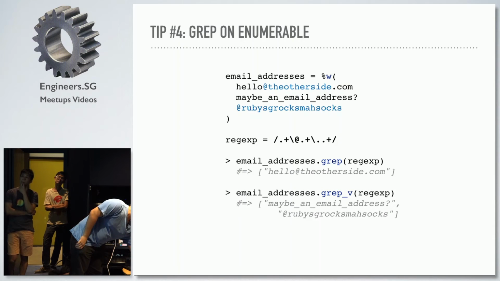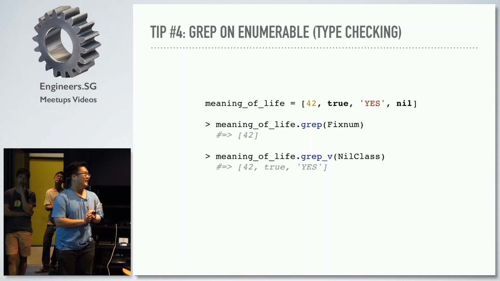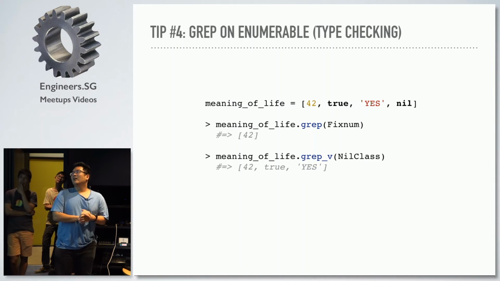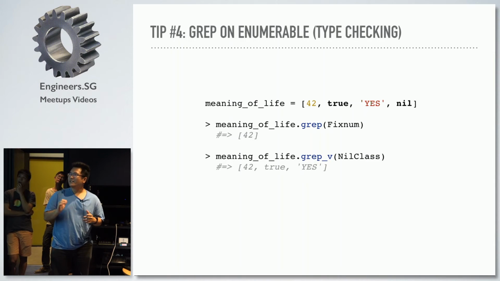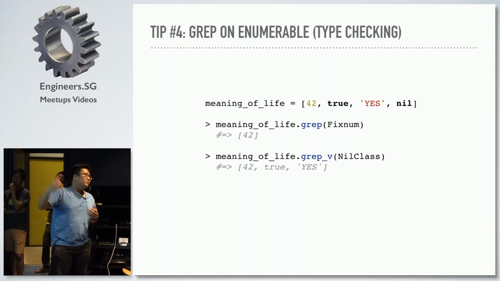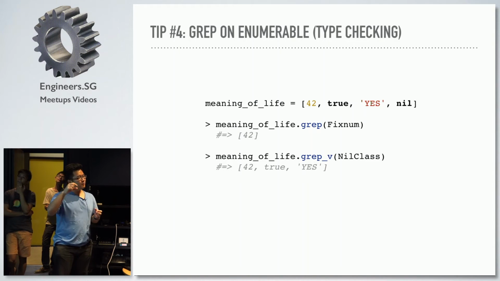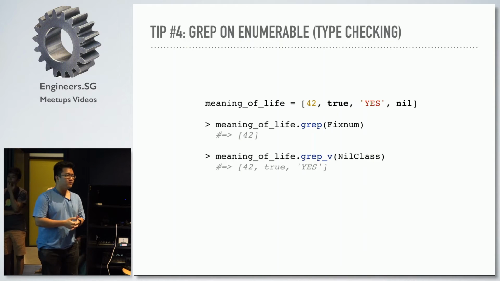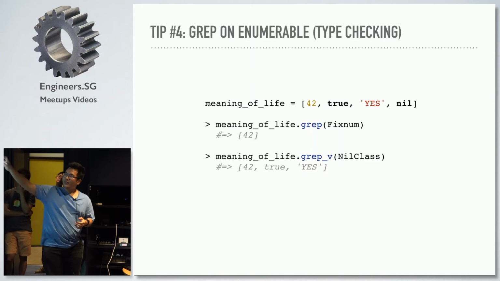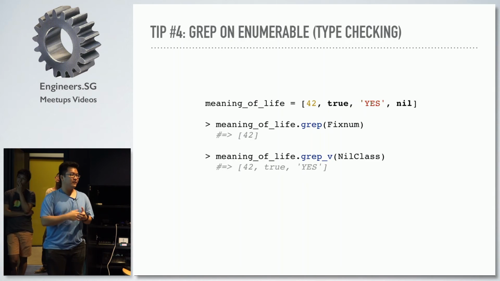So that is tip 4. Tip number 4, continued, is that you can also use this for type checking. Is the meaning of life 42? Yes, I don't know. So if you define an enumerable and you pass to the grep method something that defines the double equal or the triple equal method, it will run through all elements in the enumerable and return an array of all elements that match.